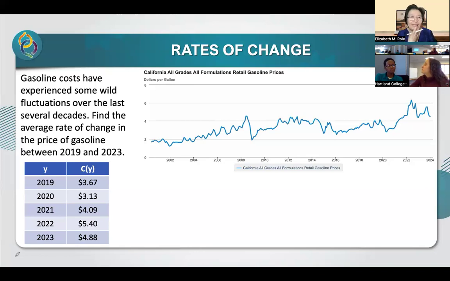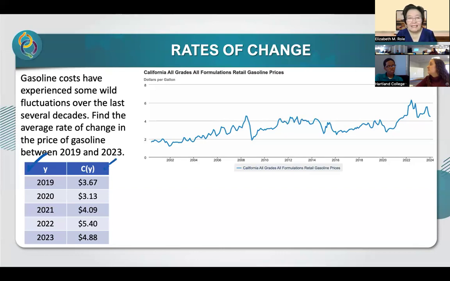So now the question is, if we say that gasoline costs have experienced wild fluctuations over the last several decades, as you see in the graph that I am showing you there. So we want to find the average rate of change in the price of gasoline, where I am giving you the year and I'm giving you the cost. In other words, that's why there is not the value of y in terms of the independent variable. It was just written y because it's the year. So actually, the y here is our input. And of course, our c here is our output.